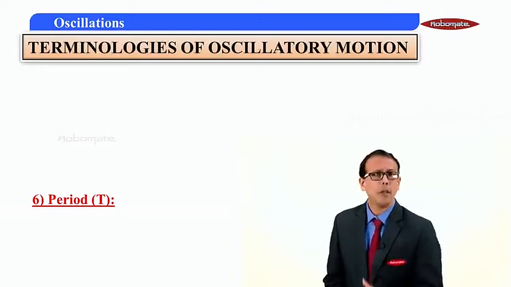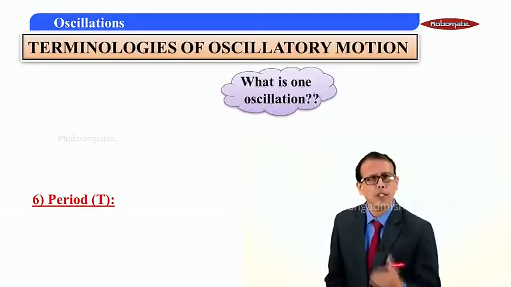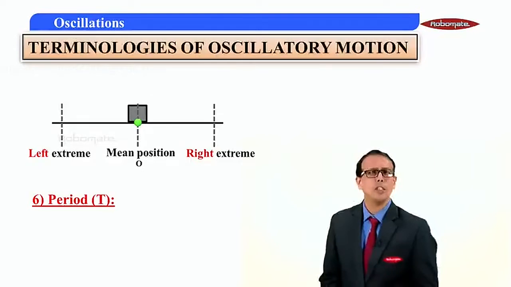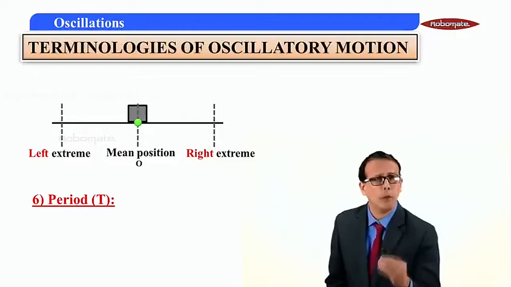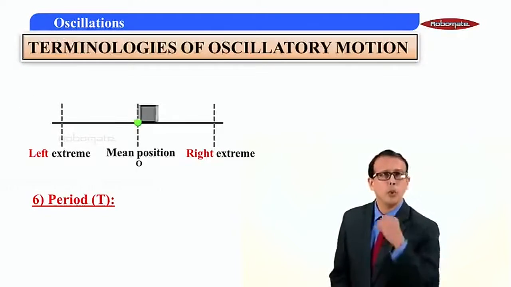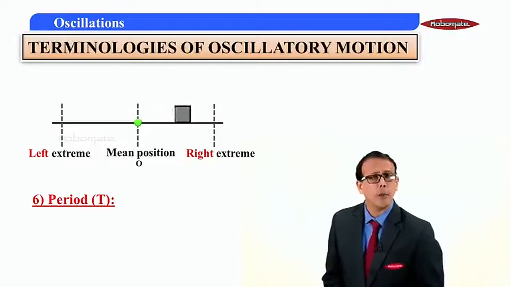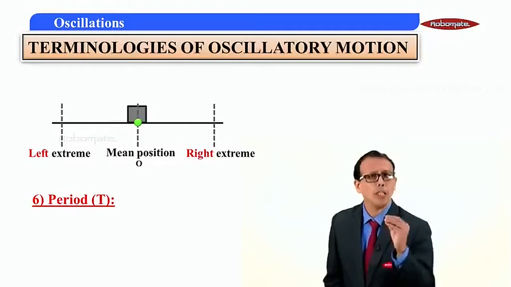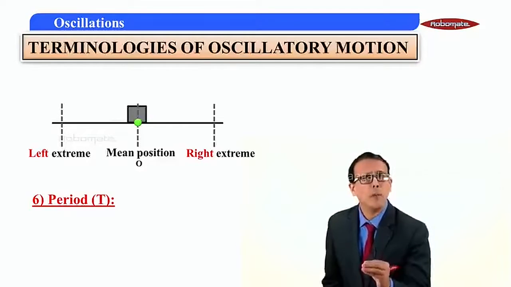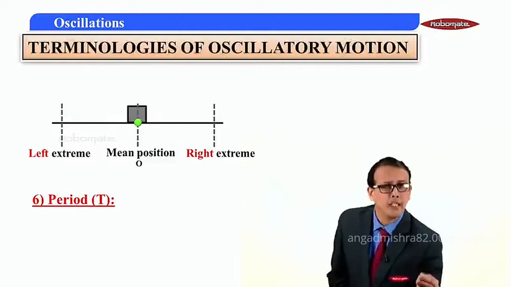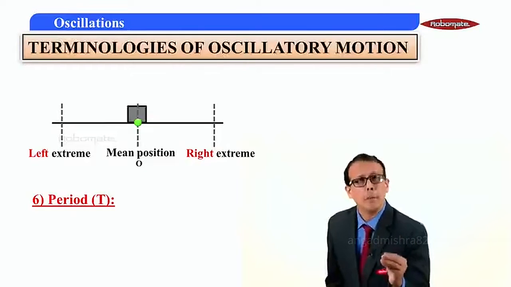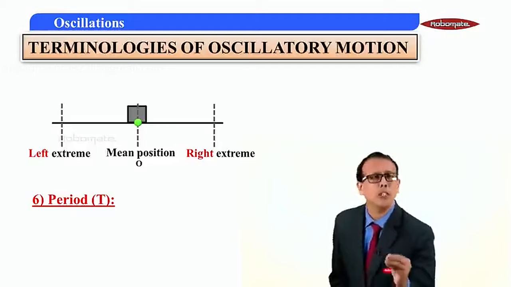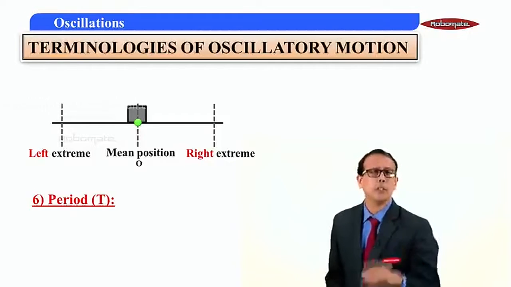Before I define period, let's have a look at what is exactly one oscillation equal to. So let's understand through this diagram. Observe the motion of the block clearly. We can see the block is moving, and as we saw initially, the block was at mean position. It goes from mean to right extreme to mean position, mean to left extreme, and from left extreme it is back to its initial position, that is mean position.